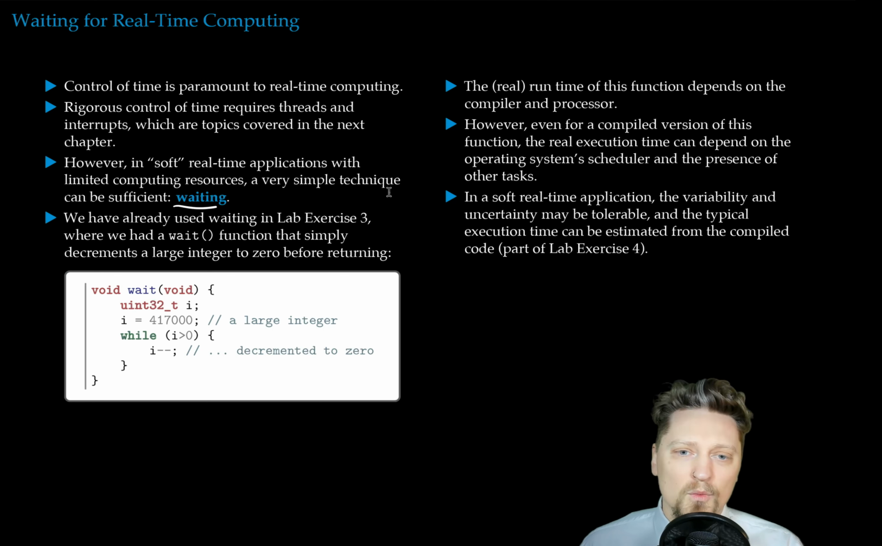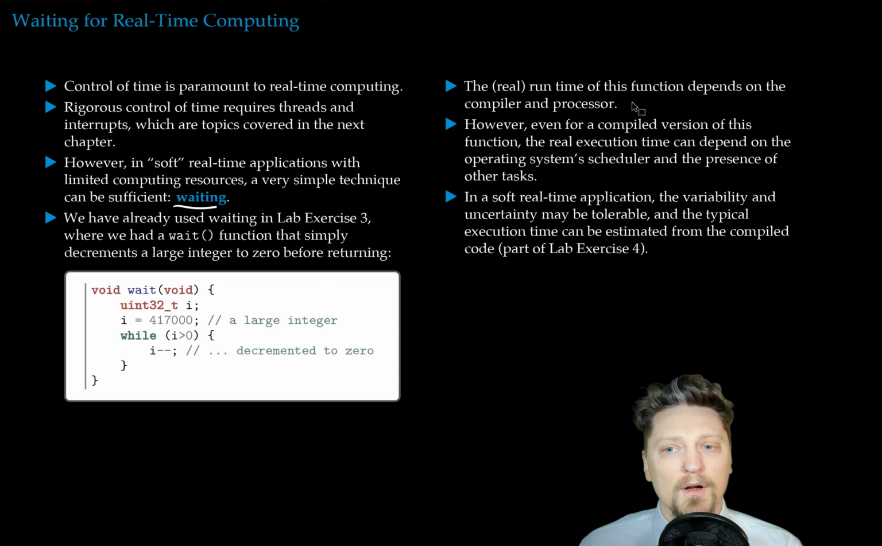We have already used waiting in lab exercise 3, where we had a wait function that simply decrements a large integer to 0 before returning. So we start off with 417,000 as the integer value. Then we decrement i until it is equal to 0. The real runtime of this function depends on the compiler and the processor.